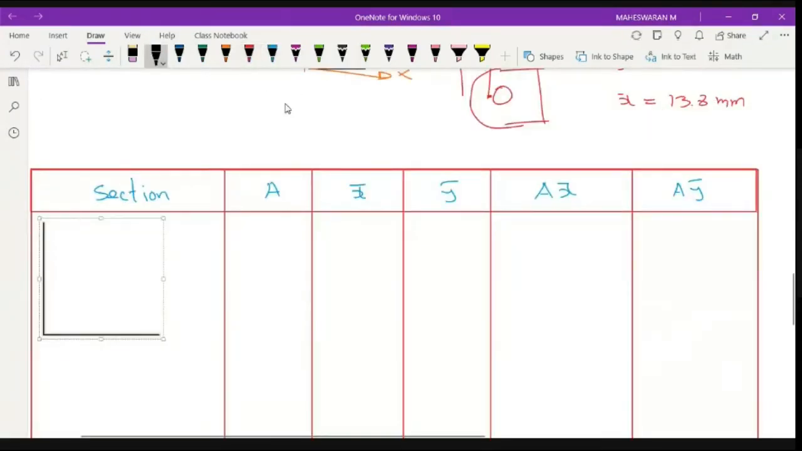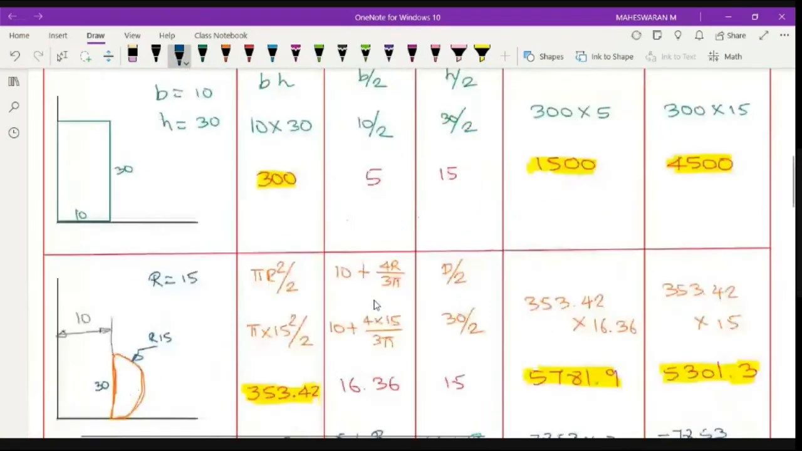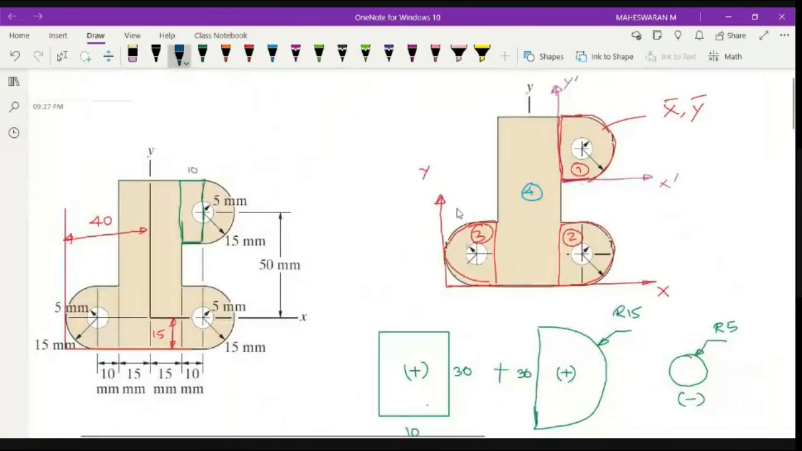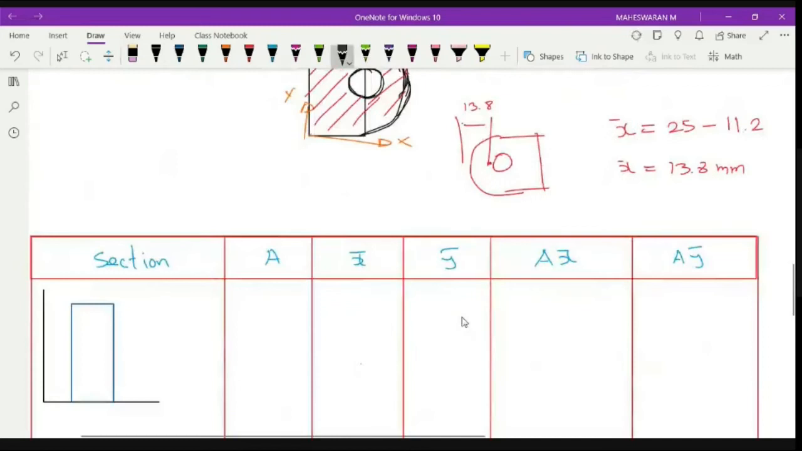You have a rectangle. This is my rectangle. Identify what is my offset distance for this rectangle. This rectangle has an offset distance of around this one, which is how much? 10 plus 15, 25. It has an offset distance of 25. On the Y axis, there is no offset. So on the x axis, it has an offset distance of 25.